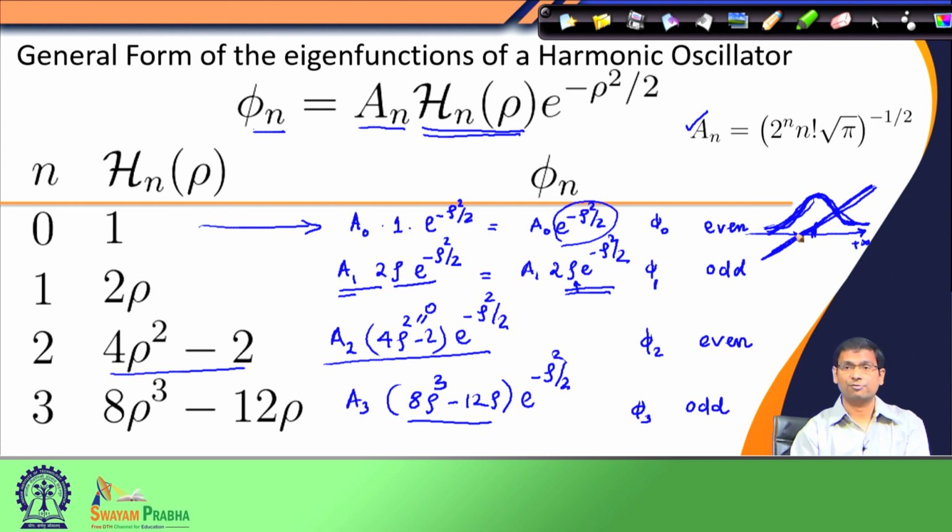The third eigenfunction of the harmonic oscillator can have two nodes, because I have a second order polynomial here. So, at two different values of rho, the Hermite polynomial will become 0, and therefore the wave function will become 0, and I will get two nodes in this third eigenfunction. And similarly, for phi 3, I will get 3 nodes, or at 3 different values of rho, the wave function will become 0. Next, we will discuss how these wave functions appear.